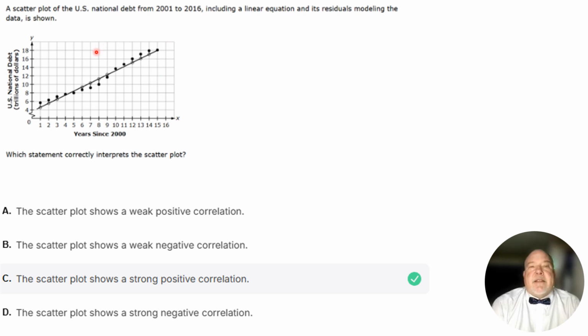Now, whether it's positive or negative has to do with the slope of the line. This is an increasing function, meaning going from left to right, it's going up, it's increasing. That is a positive correlation, which is also known as a positive slope. So this is a scatter plot that shows a strong positive correlation.